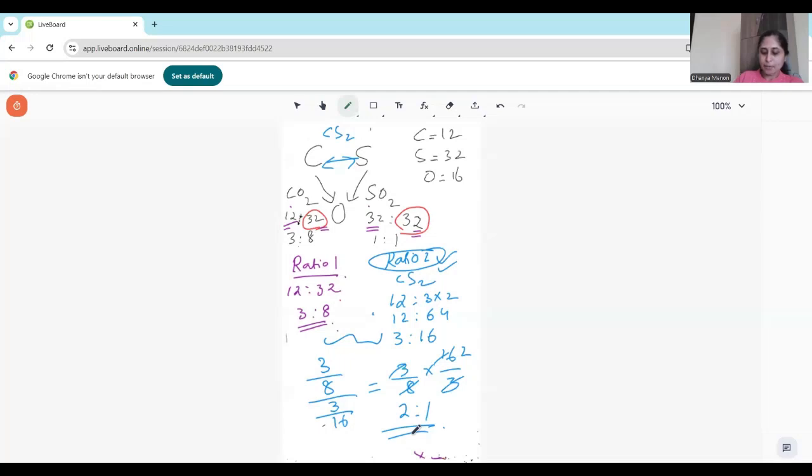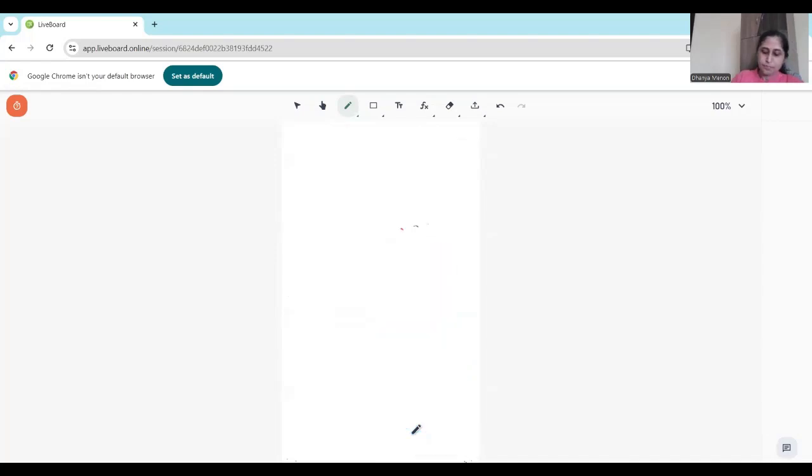I'll take another example with another set of elements. Sulfur and oxygen are reacting with hydrogen. So two different elements, sulfur and oxygen, are reacting with fixed mass of hydrogen. Sulfur and hydrogen react to give H2S. Hydrogen and oxygen react to give water. Hydrogen is 1, oxygen is 16, sulfur is 32.